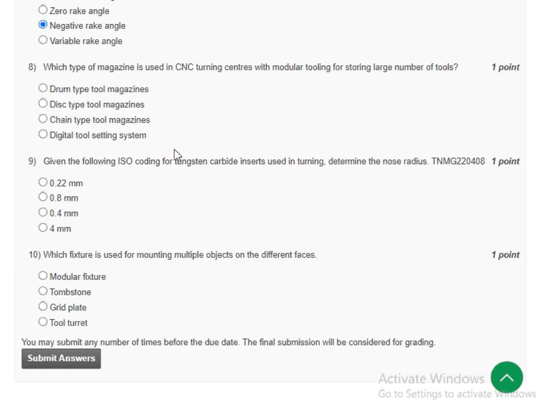Question 8. Which type of magazine is used in CNC turning centers with modular tooling for storing a large number of tools? Drum type tool magazines. Option 1 is correct.